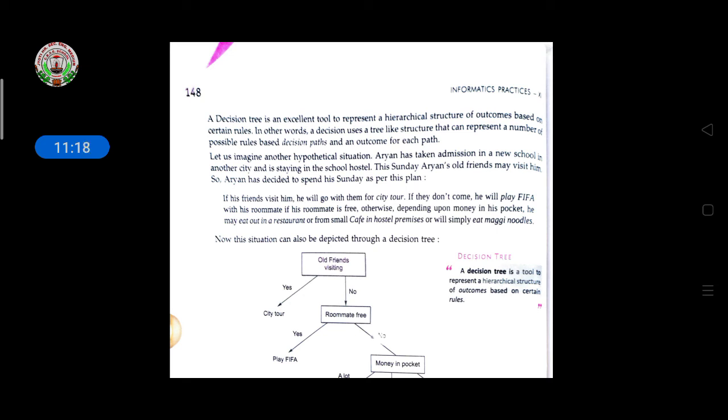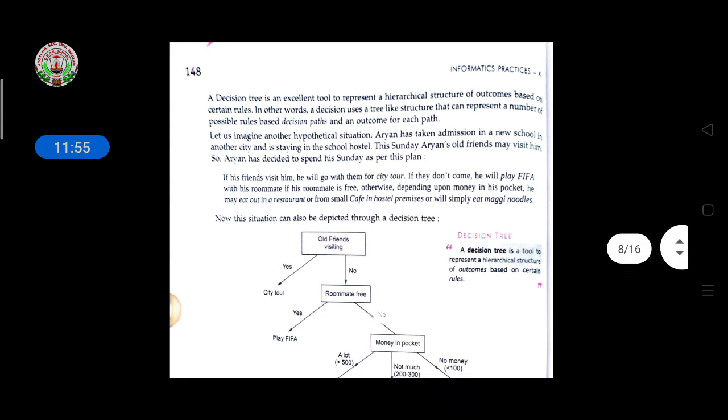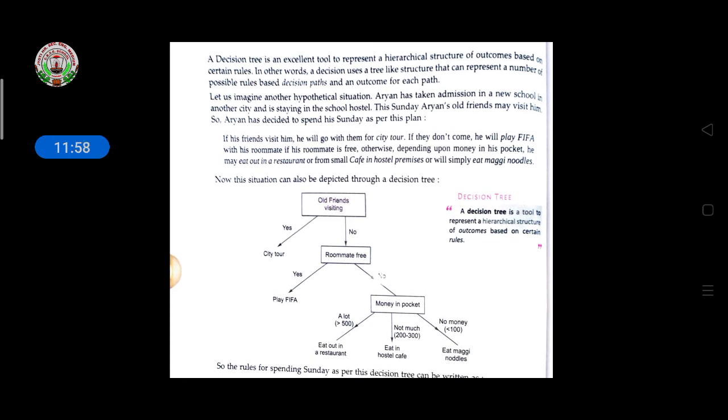Aryan has taken admission in a new school in another city and is staying in the school hostel. This Sunday, Aryan's old friend may visit him. So Aryan has decided to spend his Sunday as per this plan. If his friends visit him, he will go with them for a city tour. If they don't come, he will play FIFA with his roommate.